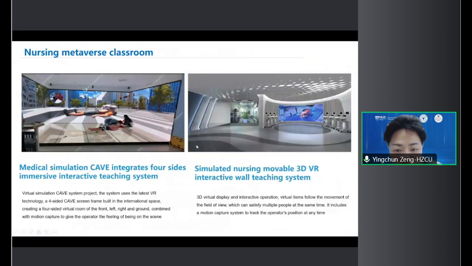So this is another example. So we can see this metaverse classroom. We can see the full size K1 screen. So it's from the front 前面、左边、右边和地面 to give the operator the feeling of being in the screen。这个就完全非常的逼真，从你的左边、前面、右边和地面都可以高度沉浸的一个学习环境，能感受这个力度，感受到这个流程，所以这个训练的效果会更好。This is another system, a simulated nursing mobile 3D VR interactive world teaching system.